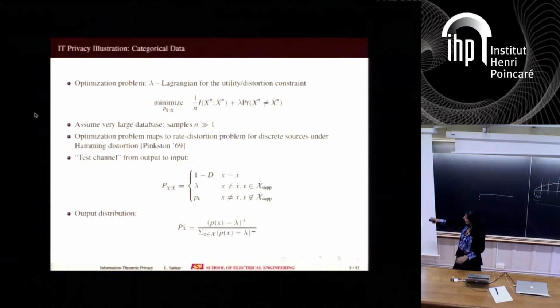Okay? So in other words, every sample that has a probability below this lambda threshold will actually be suppressed from the output. So you're not allowing an erasure option, right? No. You don't allow for it. In this case, it's Hamming distortion, so you're not allowing for an erasure option by definition. So this mechanism sort of comes out of the optimization problem, right? It's not something I'm imposing on it.